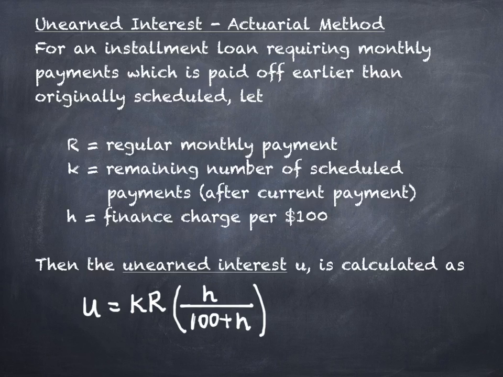And then we calculate this using a little bit of multiplication and division, right? So we've got K times R, and then that's multiplied by the quantity H over 100 plus H. And that actually tells us the unearned interest. That is how much money we're going to save by getting this paid off early. Again, this is one method. There are two methods for doing this. This is one of them.